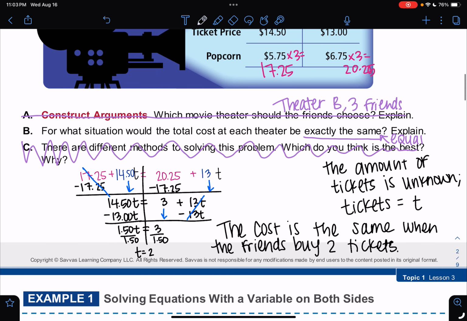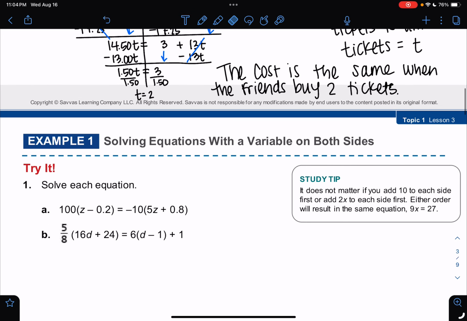So then part C, that final part there, it says there are different methods to solving this problem. Which do you think is best and why? So this is all a personal question for part C. This is really just saying, did you like setting up a table and solving it that way? Or did you like setting up an equation and then solving for your variable and interpreting there? So you need to write 1 or 2 sentences on your paper of which one you prefer, the table or the equation, and why. All right, and then we're going to move on to our next part, which is example 1 here.